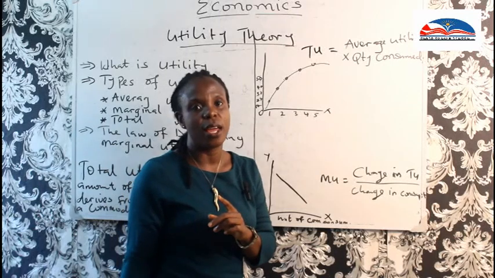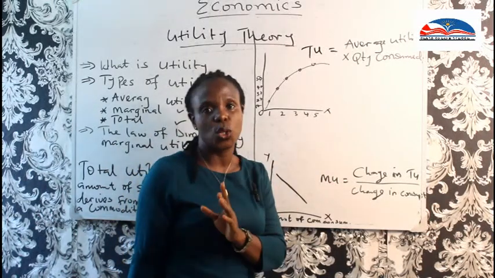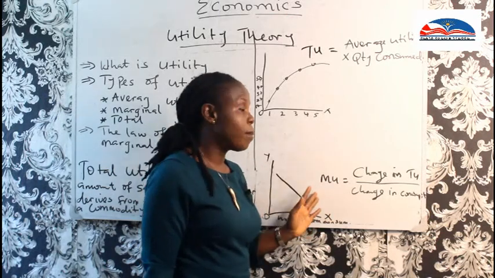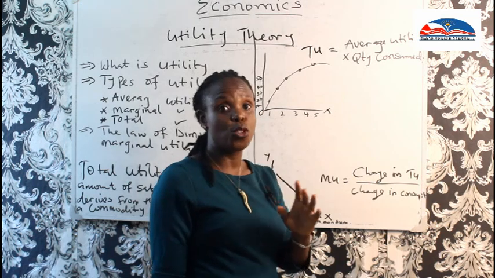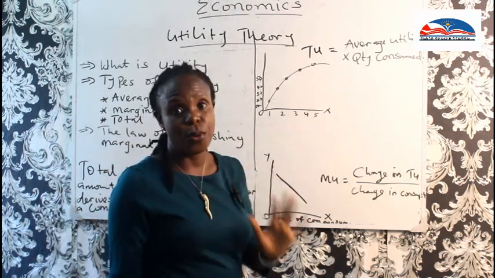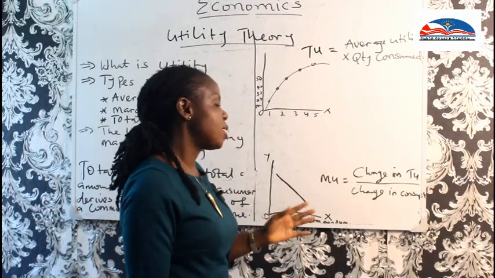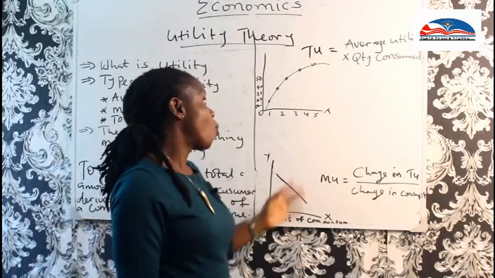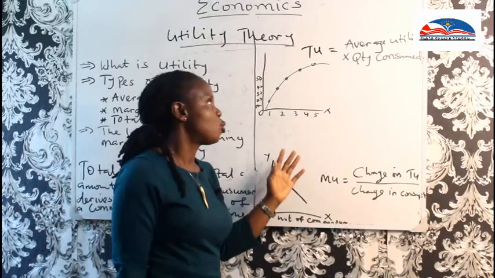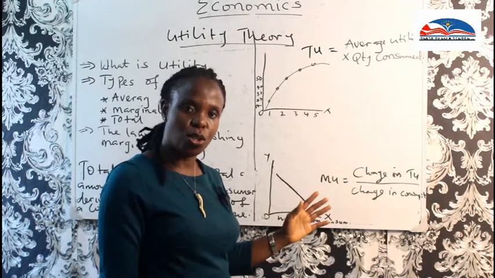When we derive a table, we are going to see how this whole thing is interpreted. So bear in mind the formulas. You need the formulas. There are formulas you have to know at the back of your hands. We talked about marginal utility, which is change in total utility over change in consumption, while total utility has to do with average utility times quantity consumed.